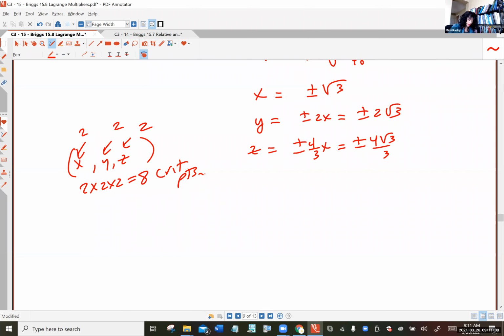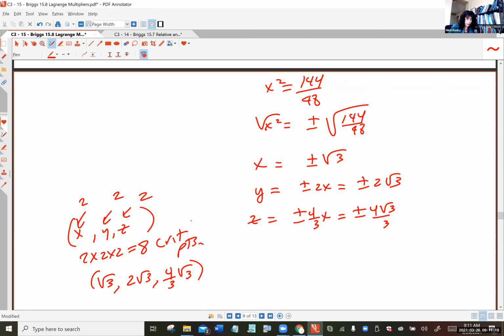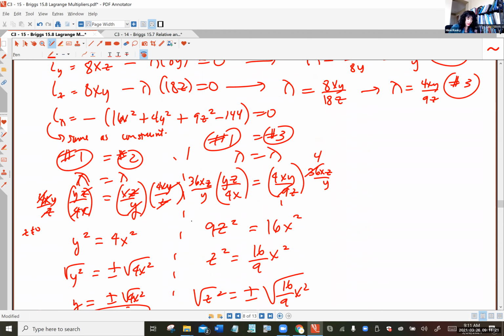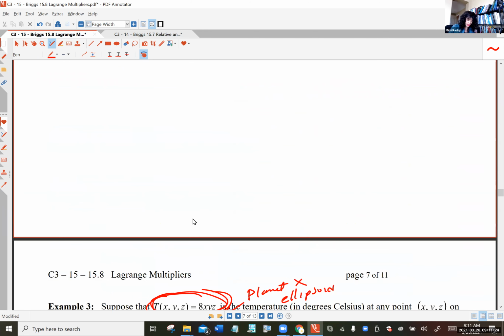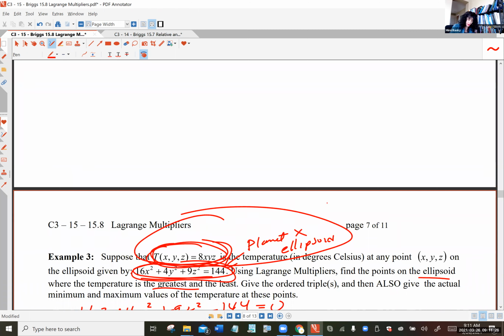So one of the critical points is where everybody is positive. So x is positive, y is positive, and z is positive. Certainly that is going to give you one of the maximums. Why? Look at the function that we're trying to find the max of. When you substitute your critical points into this temperature function, 8xyz, you want to get a max. Well, since x, y, and z can be positive or negative, if we can get a positive product, that will give us the maximum points.